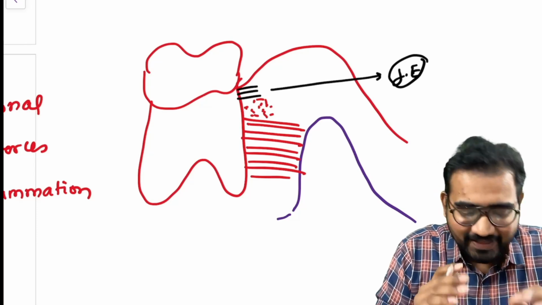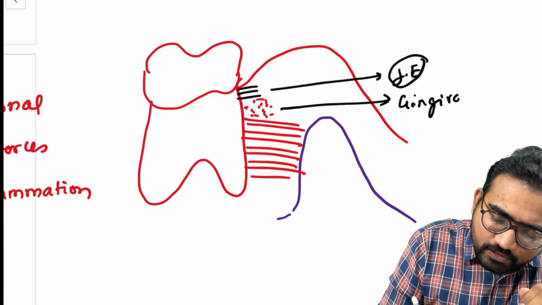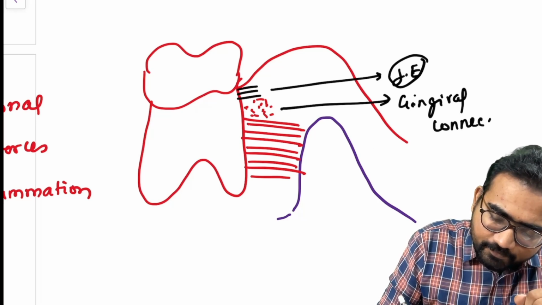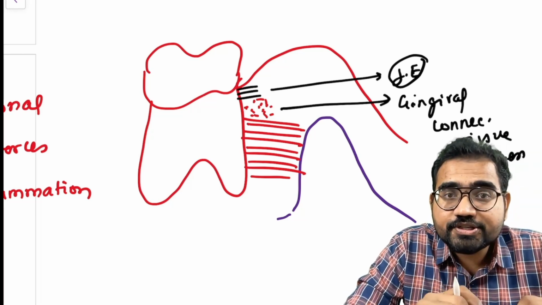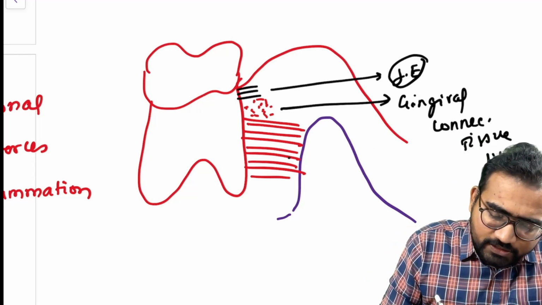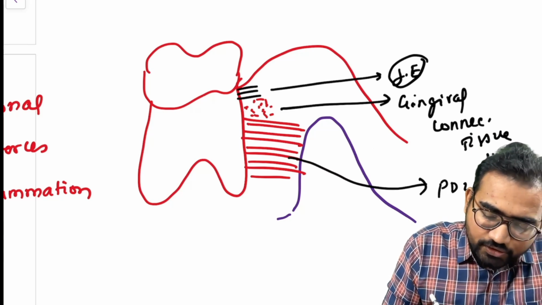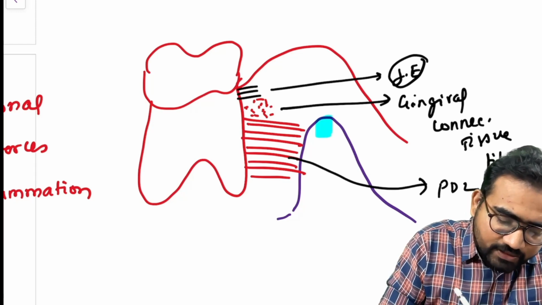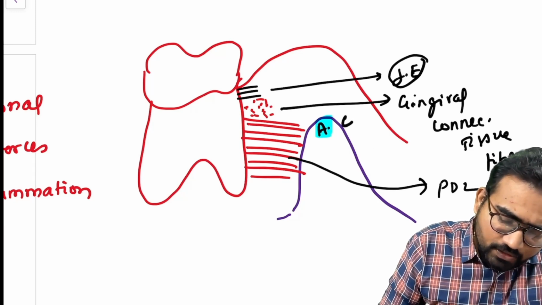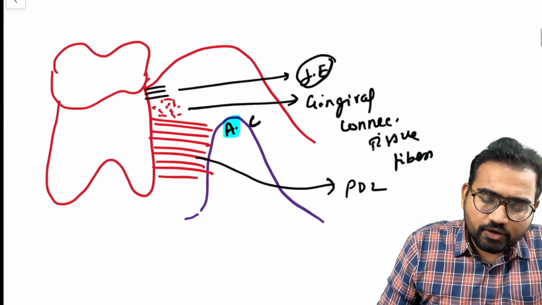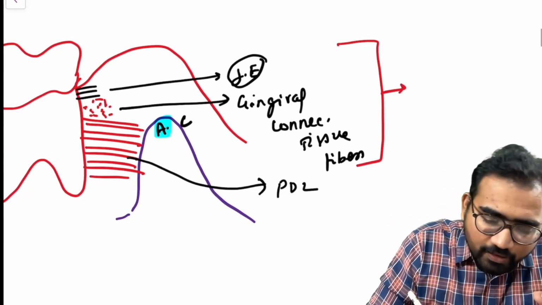What is that? Exactly, that is called gingival connective tissue fibers. And obviously everybody would have known this. This is your periodontal ligament and this is your alveolar bone. This portion is called the crest of the alveolar bone, alveolar crest. And we all know that the combination of the junctional epithelium plus the gingival connective tissue fibers is called biological width.